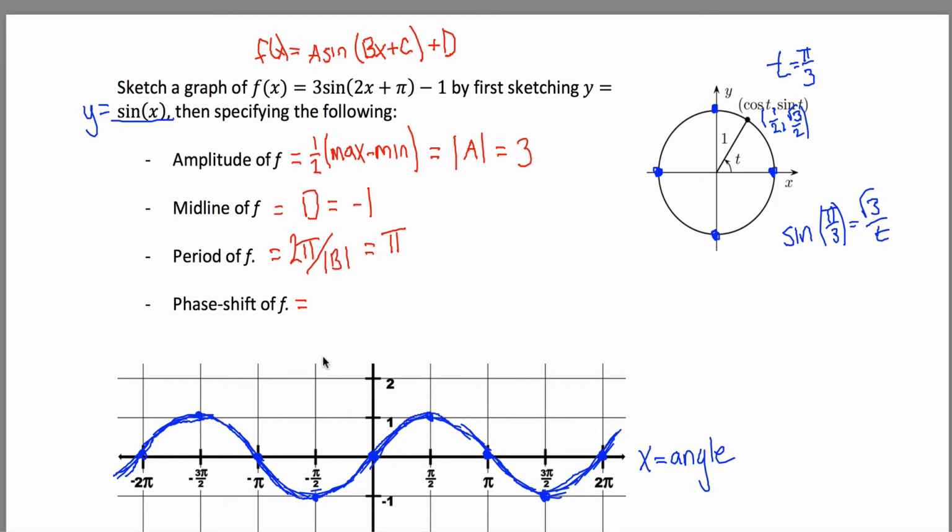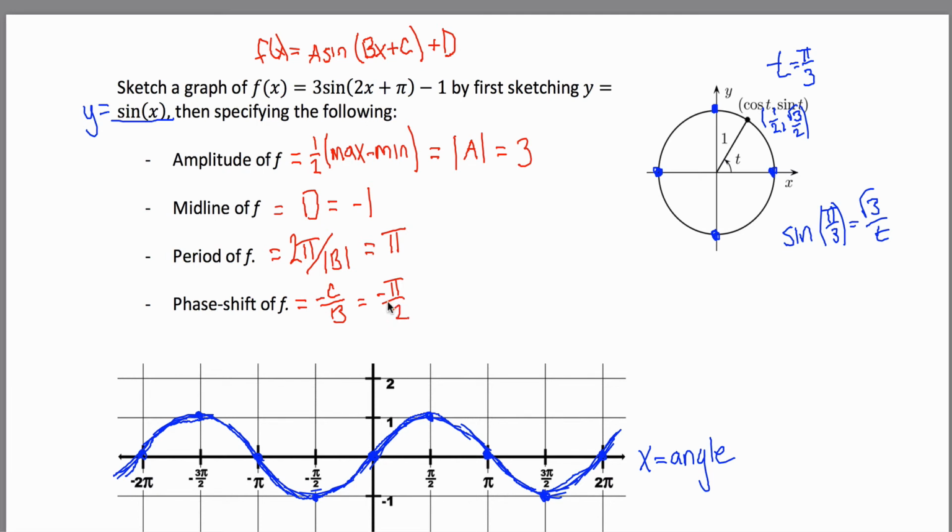If you follow that, great. If you don't, don't worry about it. I'll just give you a formula for it. The phase shift of F is always negative C over B. Negative C because this kind of goes in the opposite direction, and then divided by B because this divides instead of multiplies. So in this case, the phase shift of F would be negative pi over 2.